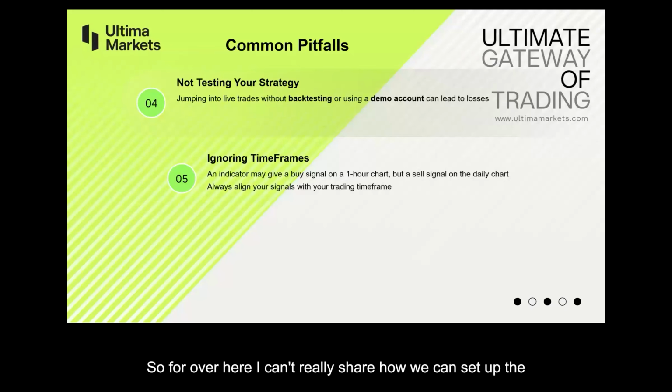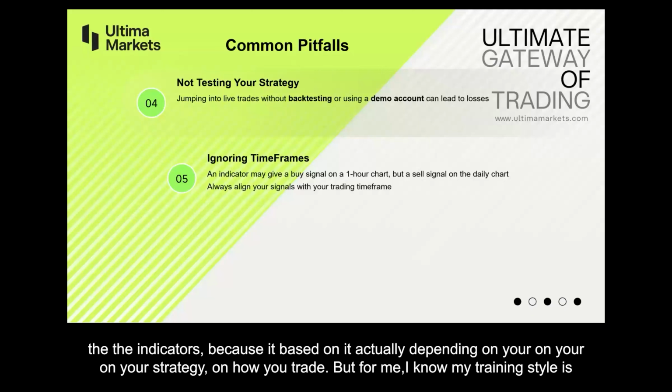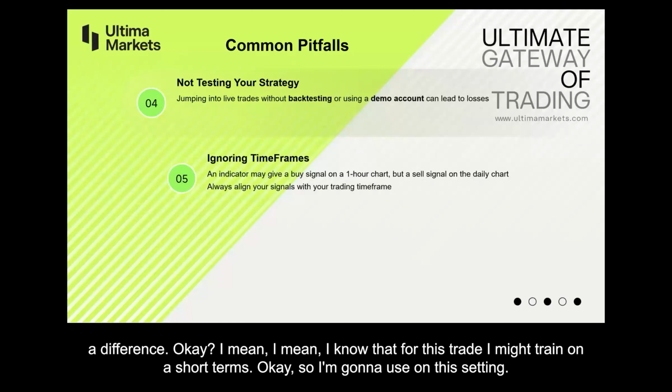So over here, I can't really share how we can set up the indicators, because it actually depends on your strategy and how you trade. Like for me, I know my trading style is different. I know that for this trade, I might trade on a short term.